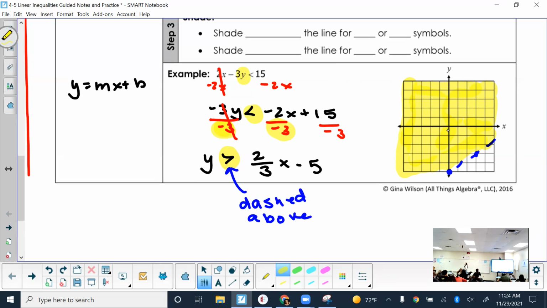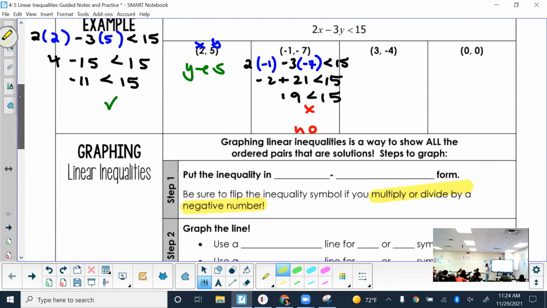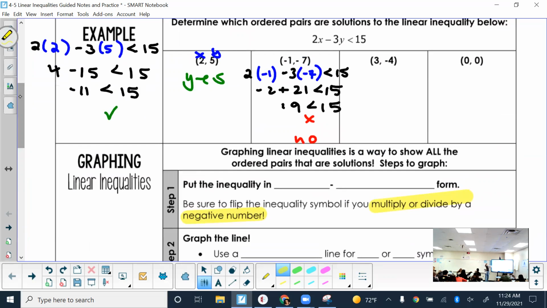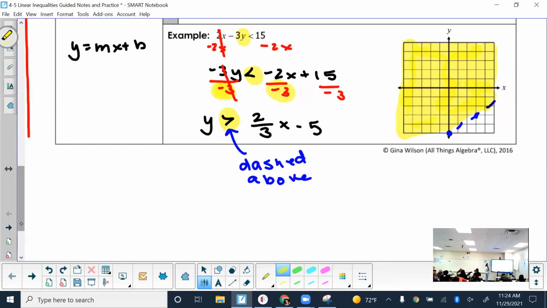All right, and then if you look back at these coordinates that we tested to see if they were solutions or not, they do match up with the graph, and maybe you'll find it easier to tell me if it's a solution by looking at the graph. Like 2, 5. Is 2, 5 in the shaded area? It'd be right here. So yes, it's a solution if it's in the shaded area.